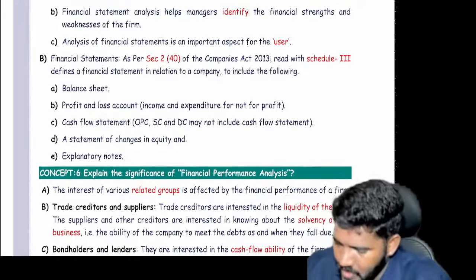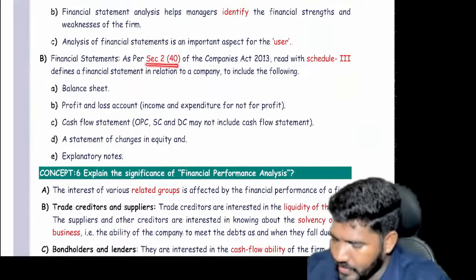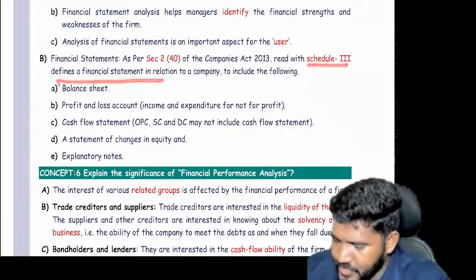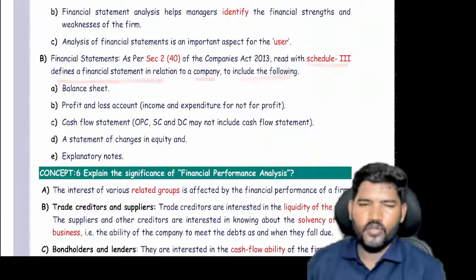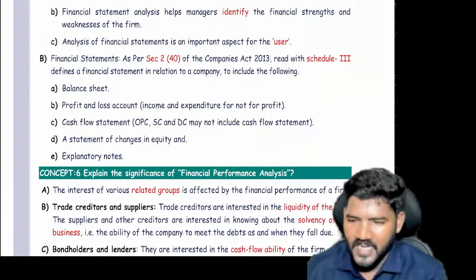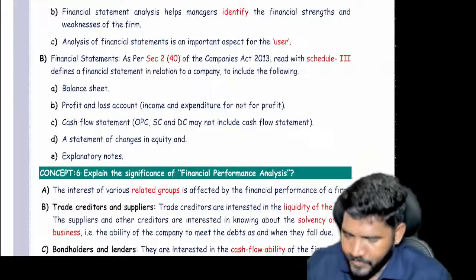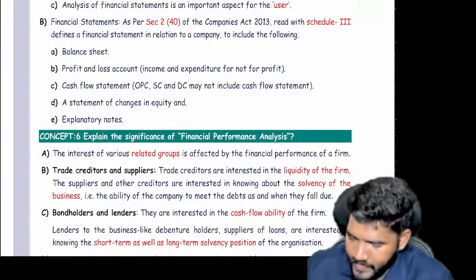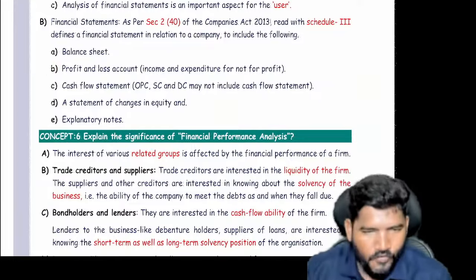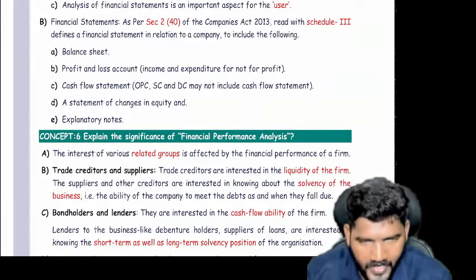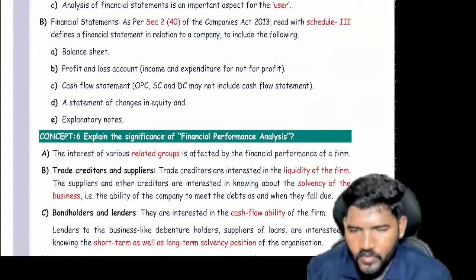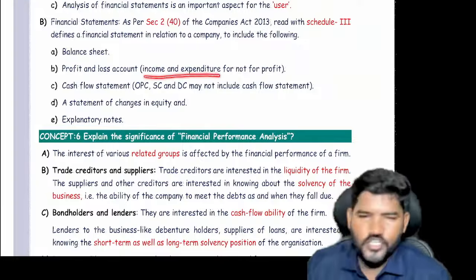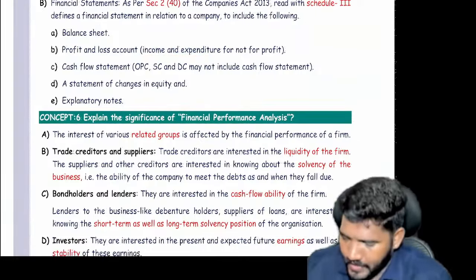Next, as per Section 2 subsection 40 of the Companies Act 2013, Schedule 3 defines a financial statement in relation to the company to include the following. The word financial statement means not a single one, it's an inclusive definition. The first financial statement is the balance sheet. Next, the second statement is the profit and loss account for all manufacturing entities. When it comes to NGOs, we are not using the word profit and loss account, we are using the word income and expenditure.